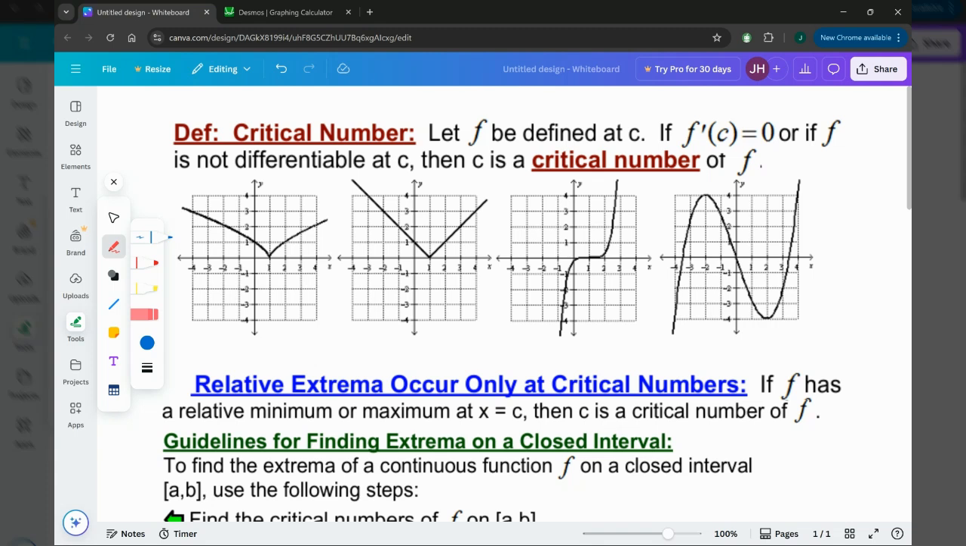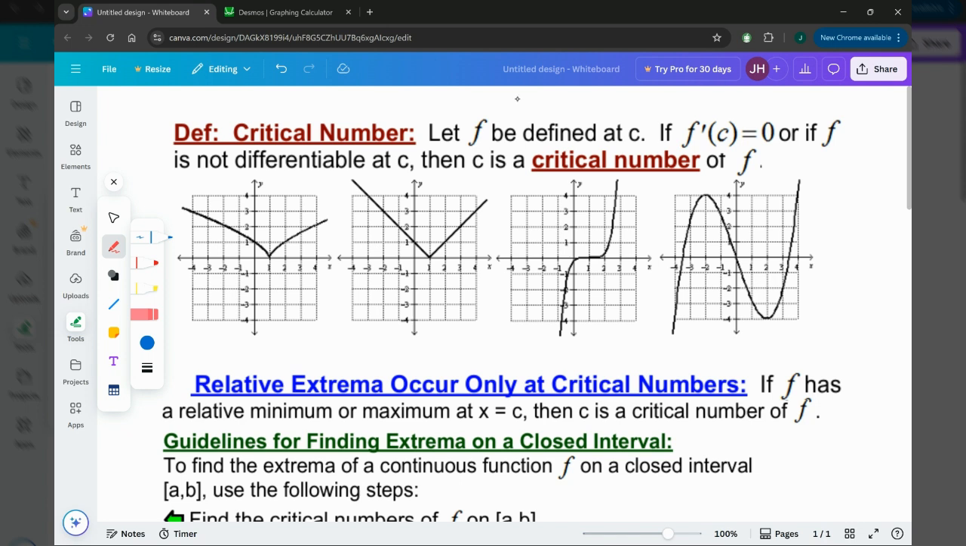This is the Herm Dog, and we are going to talk right now about critical numbers. What is a critical number? Well, first of all, a critical number has to be a spot where my function is defined. So if we say x equals c, there has to be a point there at x equals c.